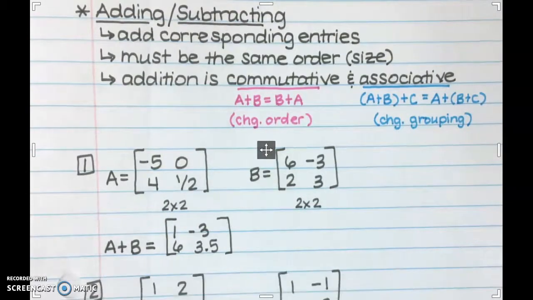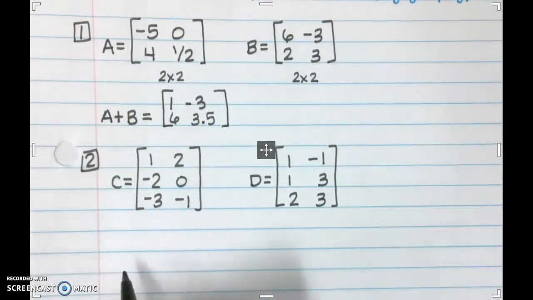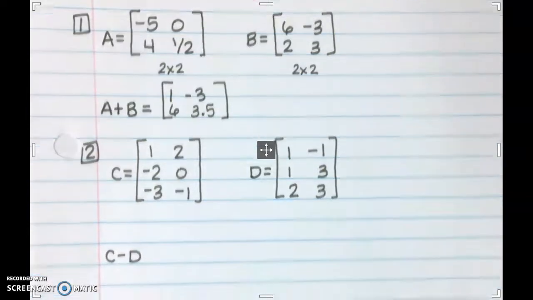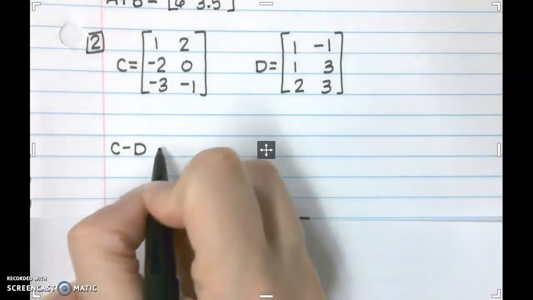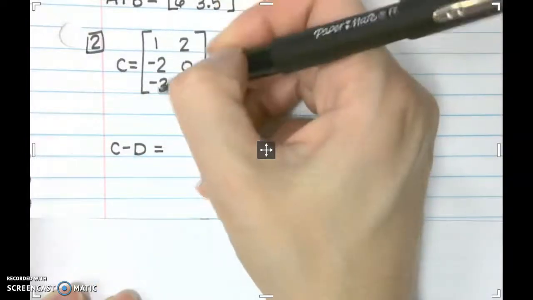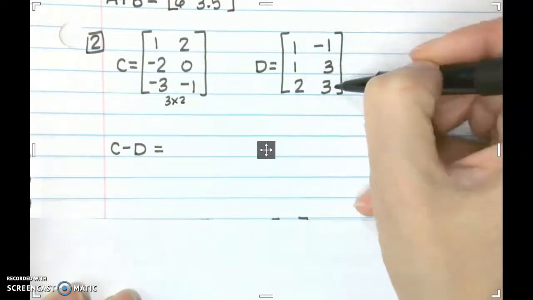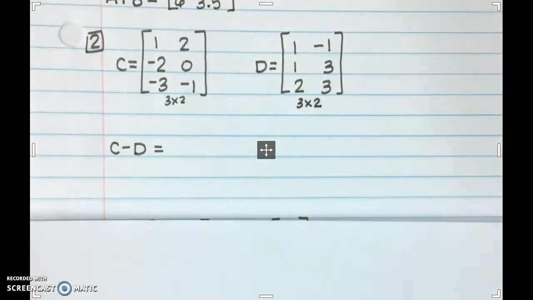Let's try another one. I'm going to define 2 new matrices for us, matrix C and matrix D. This time let's do some subtraction. Let's find the difference, C minus D. Much like with numbers, with subtraction the order matters. We're not taking D minus C, we're taking C minus D. Again, let me check my dimensions. I have 3 rows by 2 columns, and 3 rows by 2 columns. So we should be able to perform addition or subtraction with these.